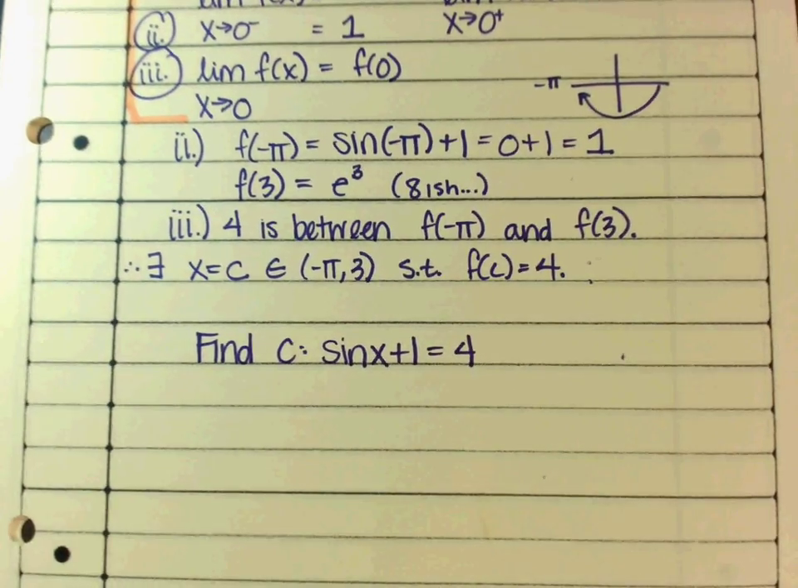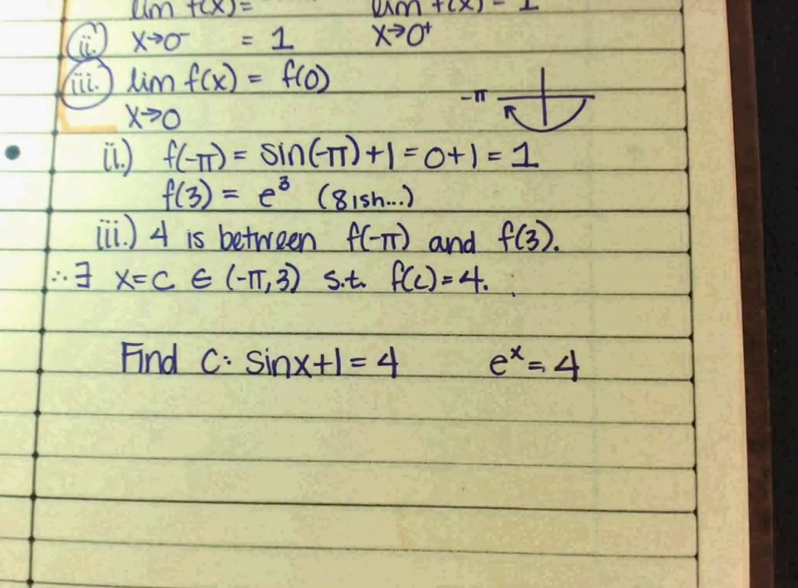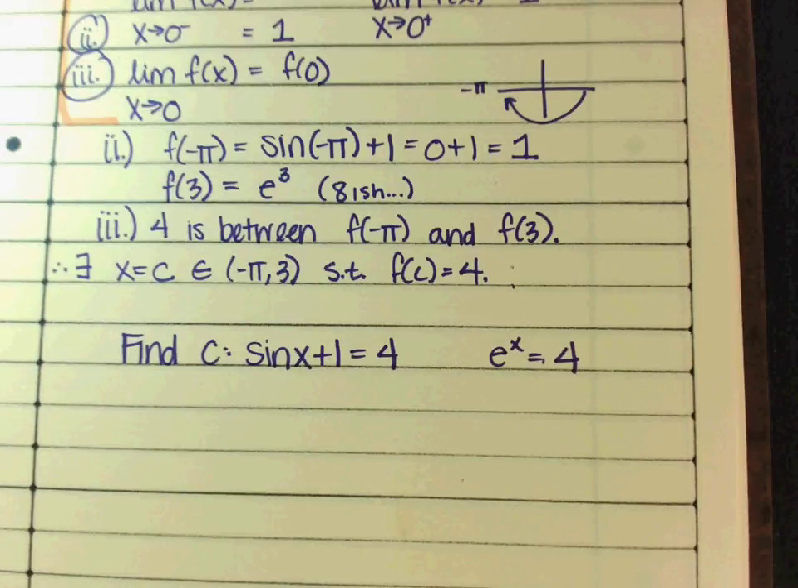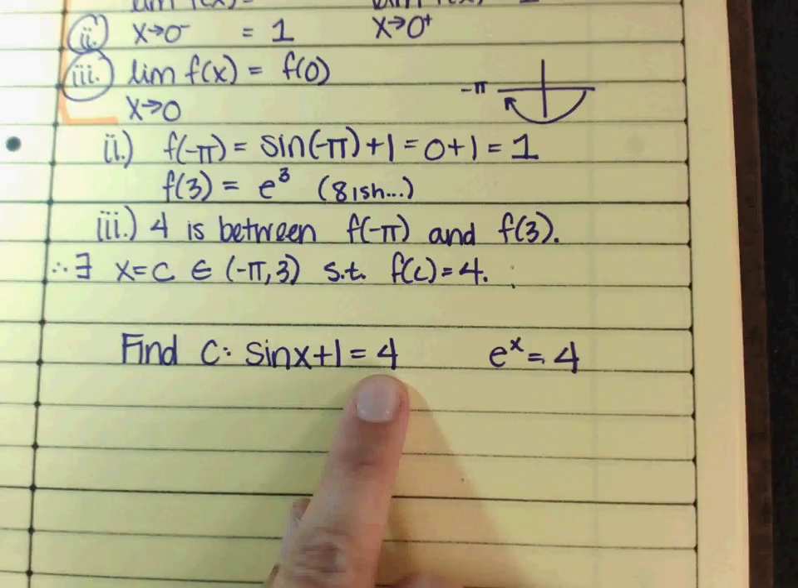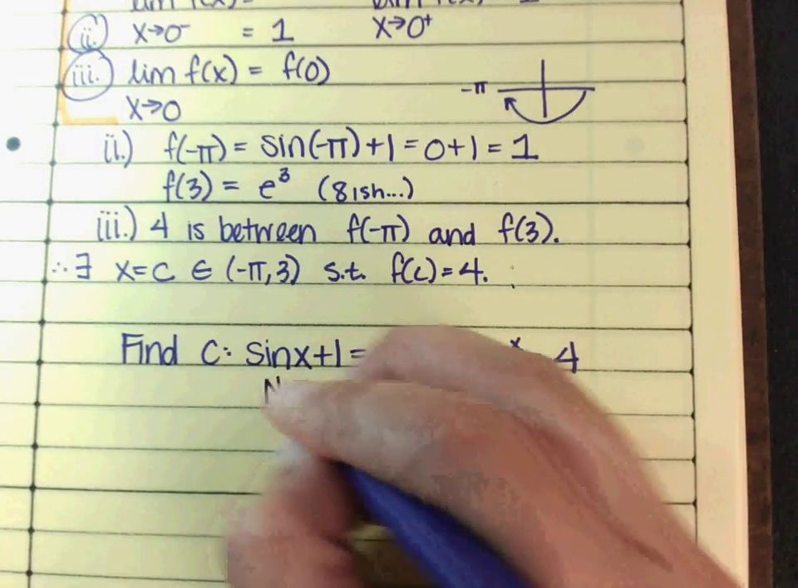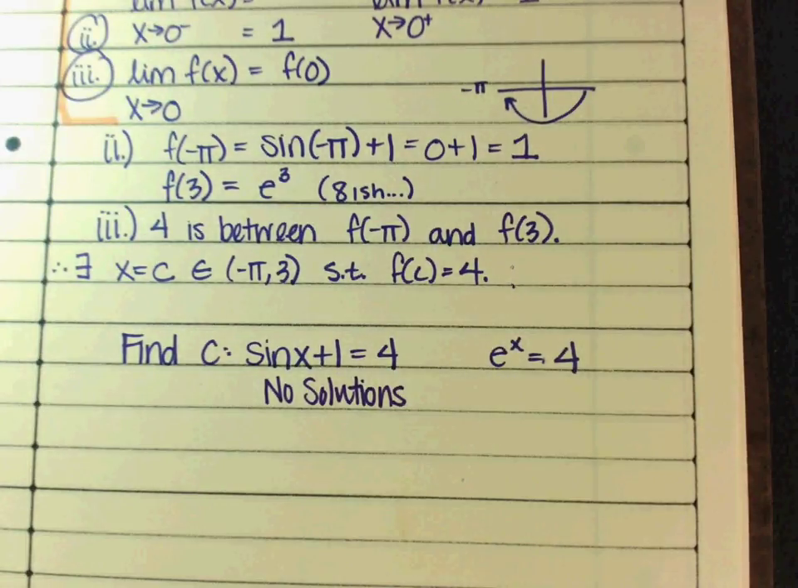And then we're going to let e to the x equal 4. Okay, now question. Sine goes like this. What's the biggest that it ever gets? 1, then negative 1, then 1, then negative 1. What does the plus 1 do? Moves it. So instead of only going to 1, how high does it go? 2. Does it ever get to 4? No, so no solutions. If you just think about the graph, sine never gets bigger than 1. If you add 1 to it, it never gets bigger than 2. So 4 is not ever going to happen.